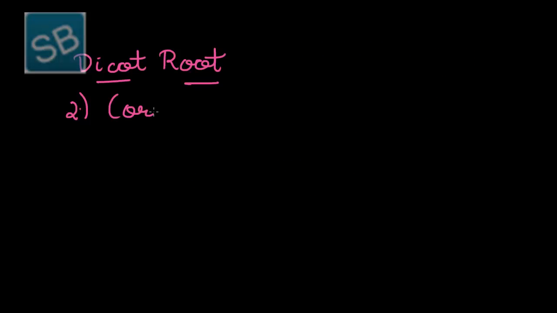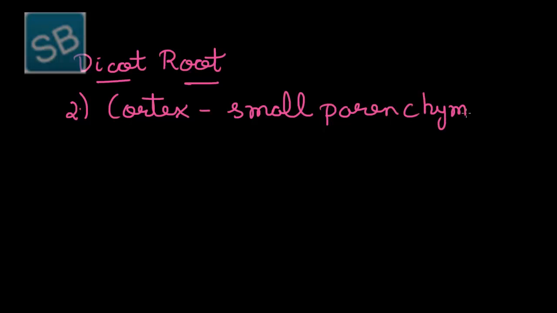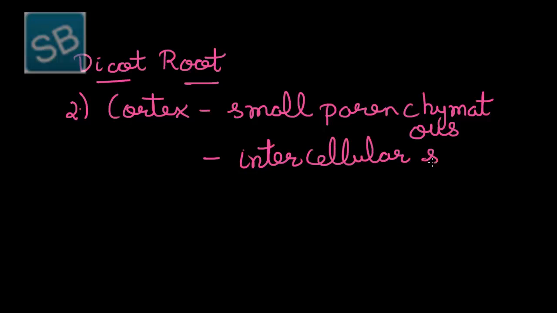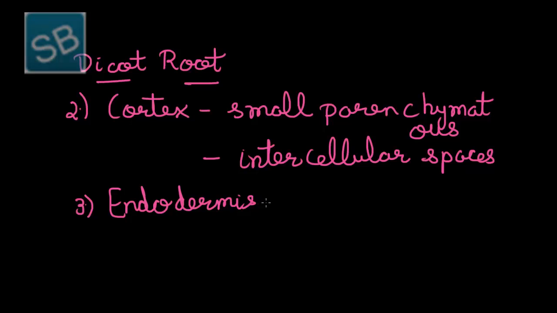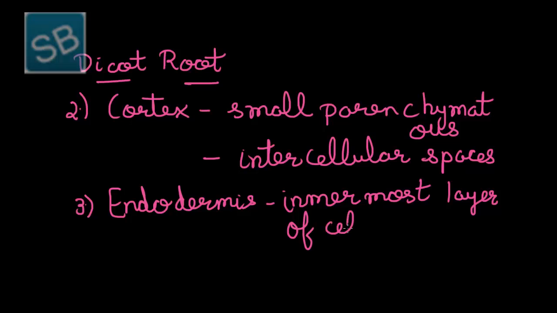Then the second layer below the epidermis is the cortex. It is also made up of small parenchymatous cells with intercellular spaces present. Beneath the cortex appears the endodermis, which is considered the innermost layer of the cortex. These are also made up of parenchymatous cells with no intercellular spaces present.